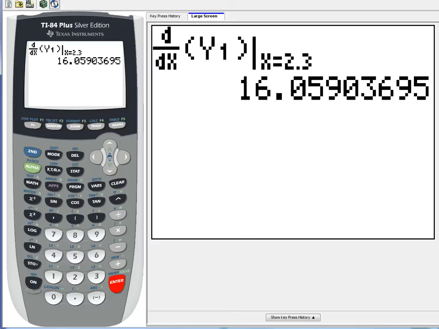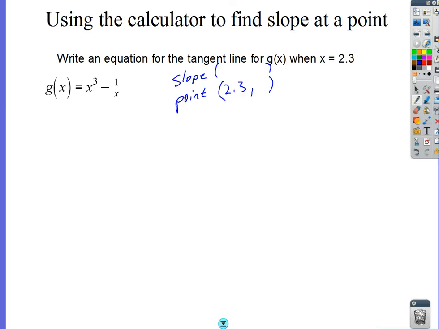And it gives me 16.0590369. So where do you stop? In calculus, you stop with 3 digits. So I'm going to put 16.059. And it can be truncated, which means I just cut off after 3, or I can round, your choice.